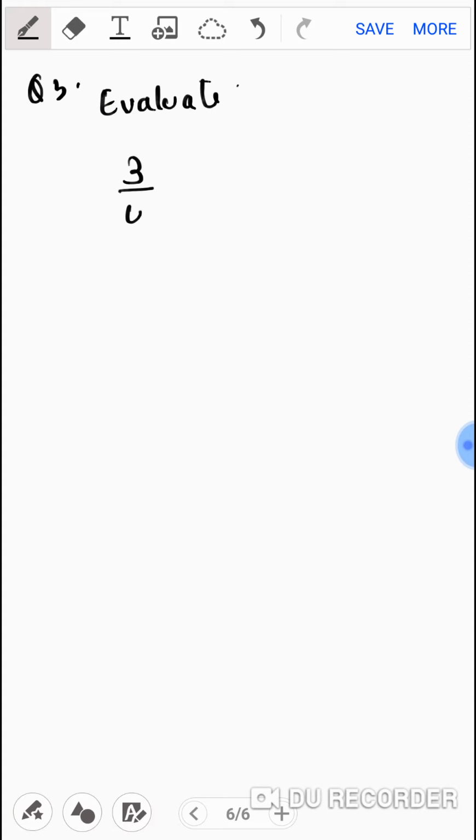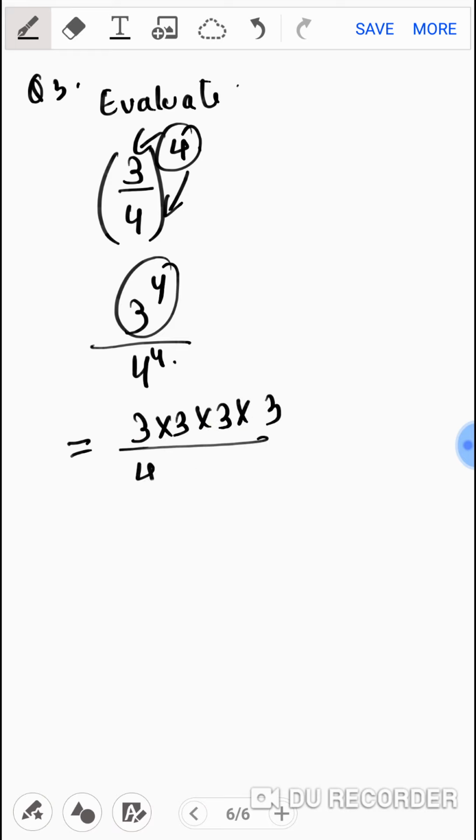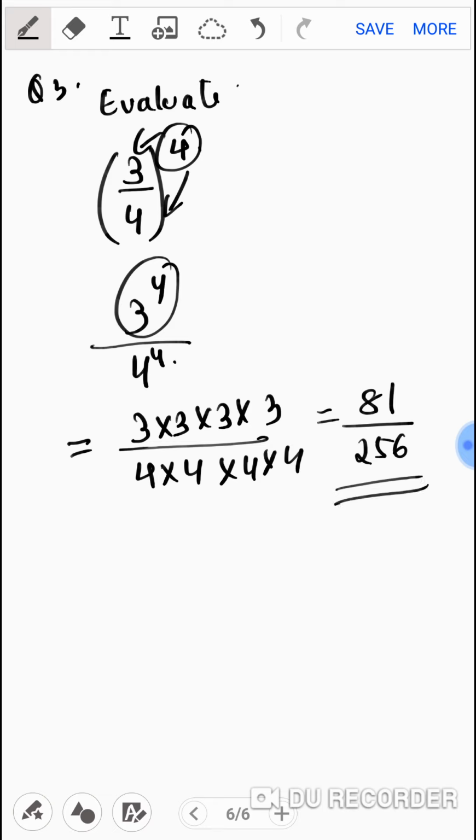I'll jump on to question number 3. Again, it's evaluate. Now, evaluation of fractions, law of fraction, and this is given. Now, this 4 is with 3 also, and with 4 also. That means 3 raised to 4 upon 4 raised to 4. That means you have to multiply 3 for 4 times and 4 for 4 times. Once you multiply this, my dear kids, you will get the answer 81 upon 256, and you have to keep it as it is.